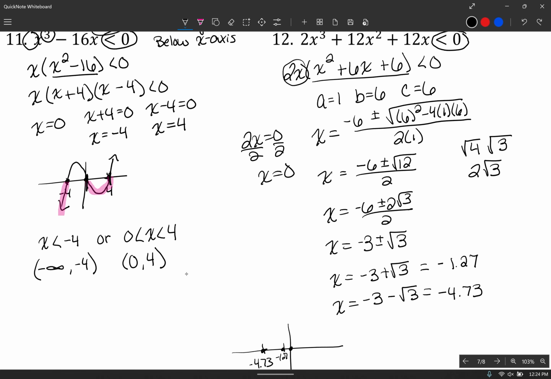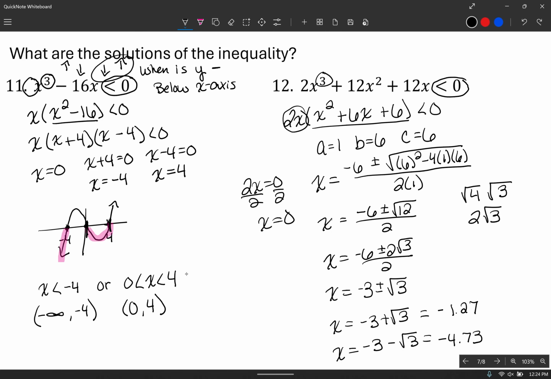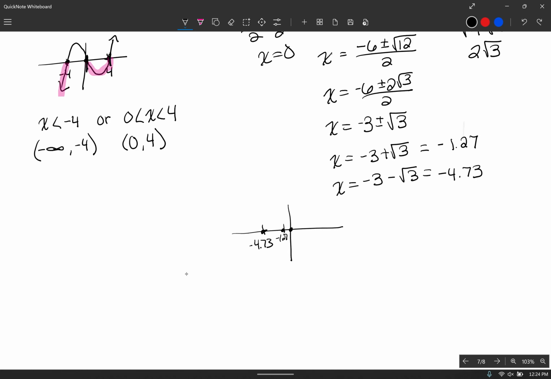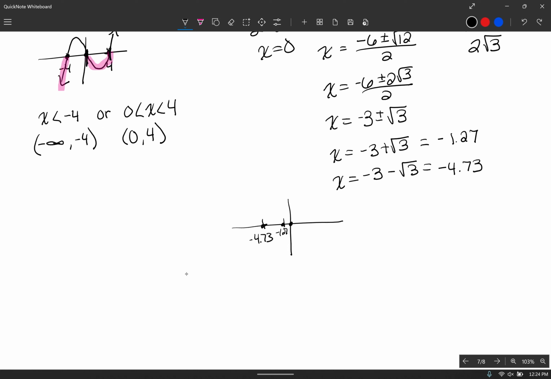So again, this is a degree of 3, and the thing is positive up front. That means that we're going to end on a positive note. So we start negative and end positive. It's going to come up, go down, back through, come back up. And we are looking for those negative sections, which would be here and here.